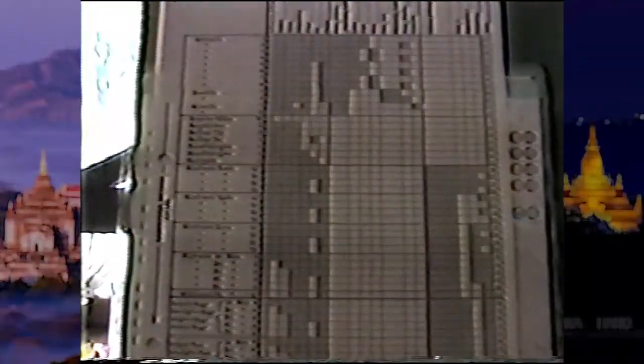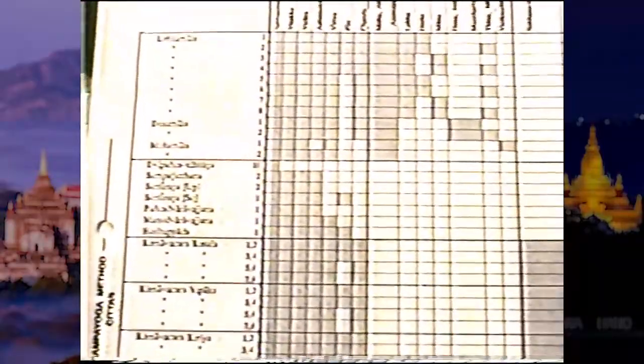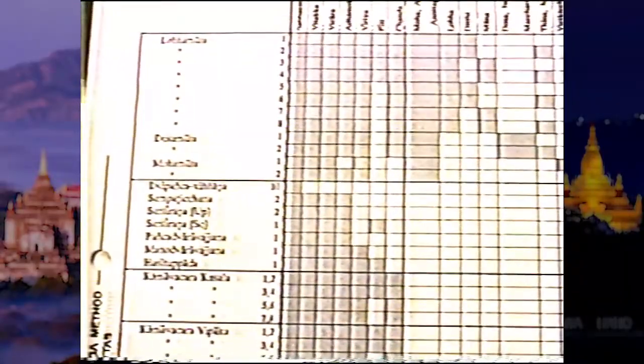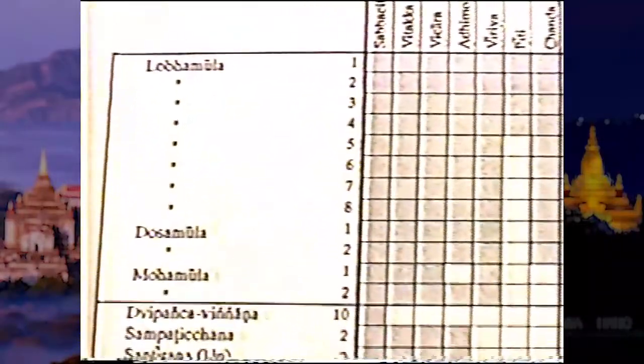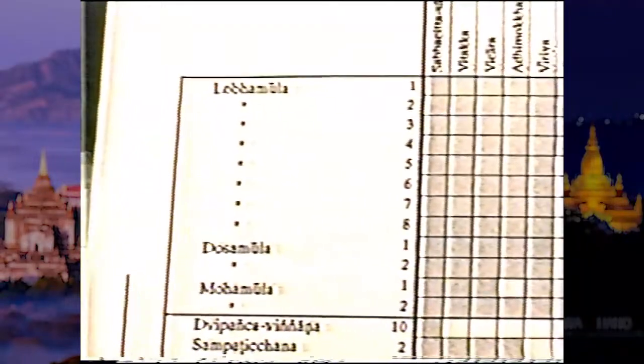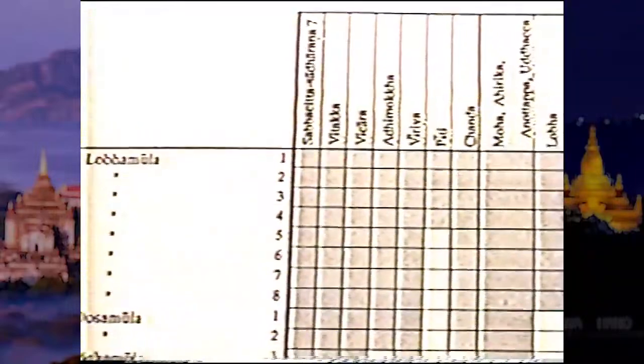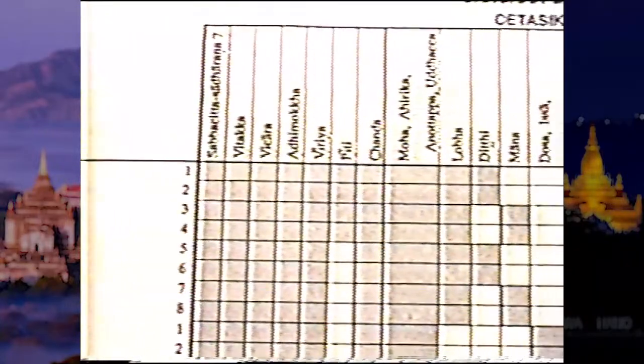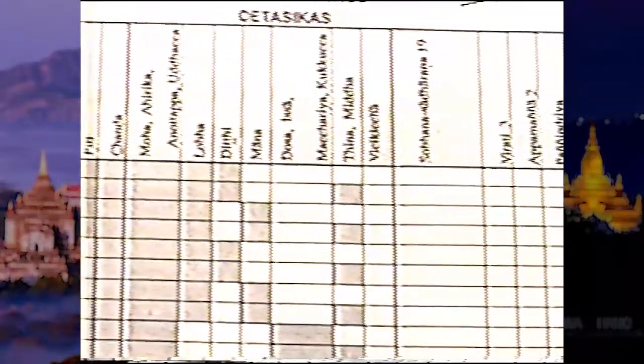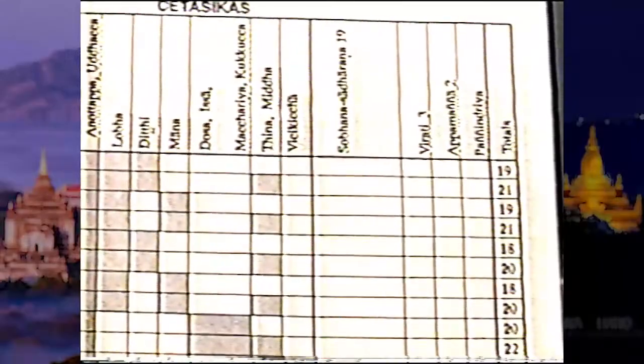So if you want to know how many Cetasikas arise with a given Ceta, then you read this chart across. Here are the types of consciousness given one by one, and then these are the Cetasikas. With the first type of consciousness, there arise these Cetasikas. The total number is given in the last column: 19, 21, 19, 21, 18, 20, 18, 21.